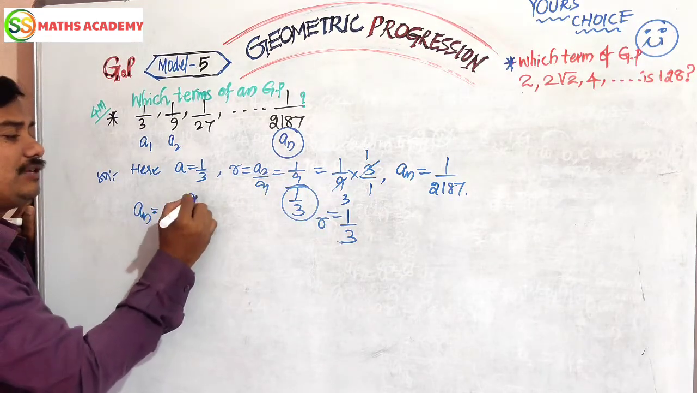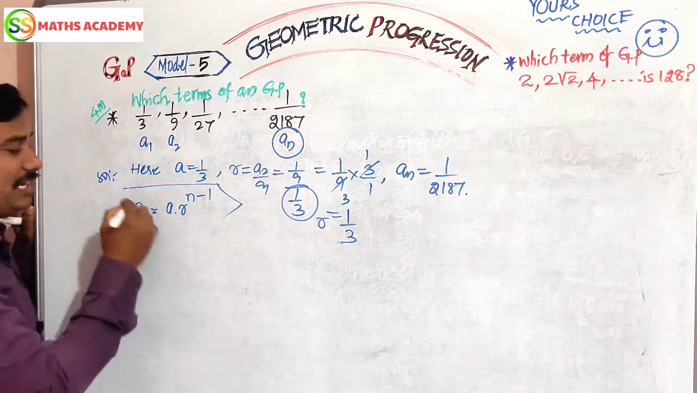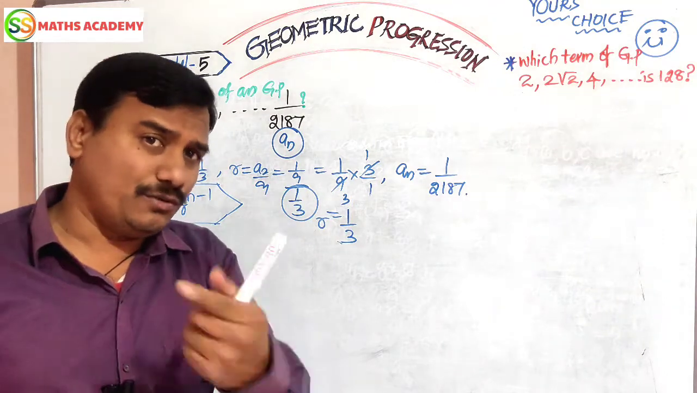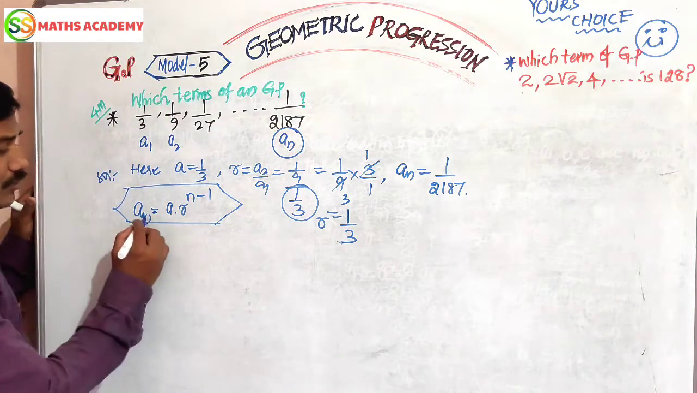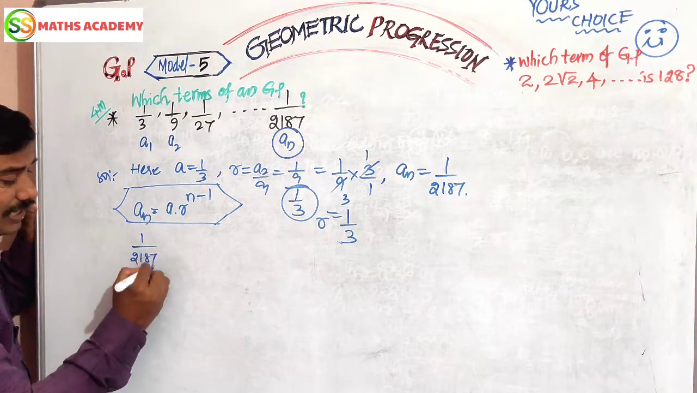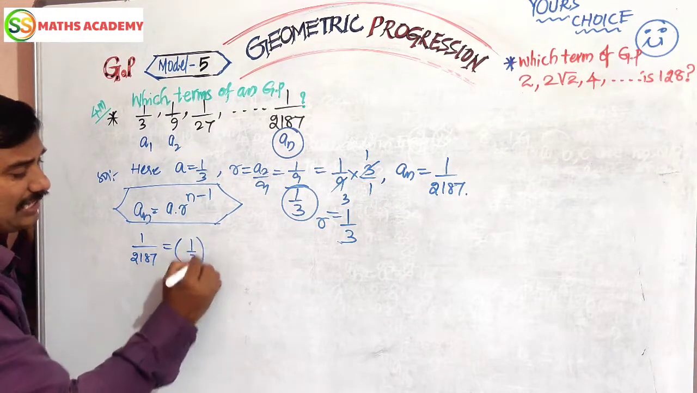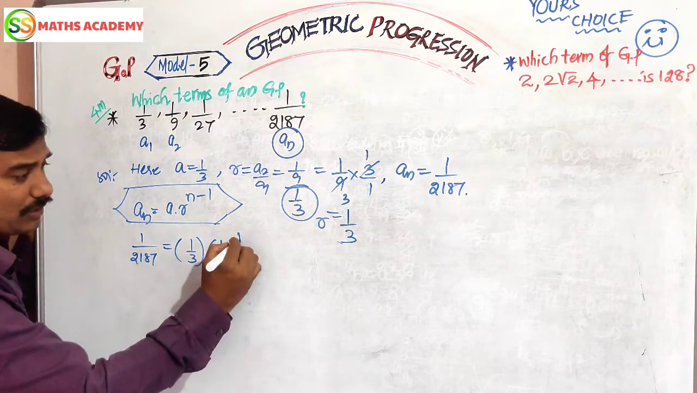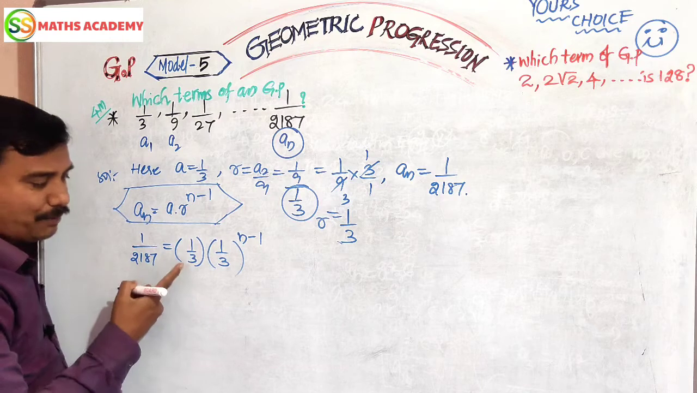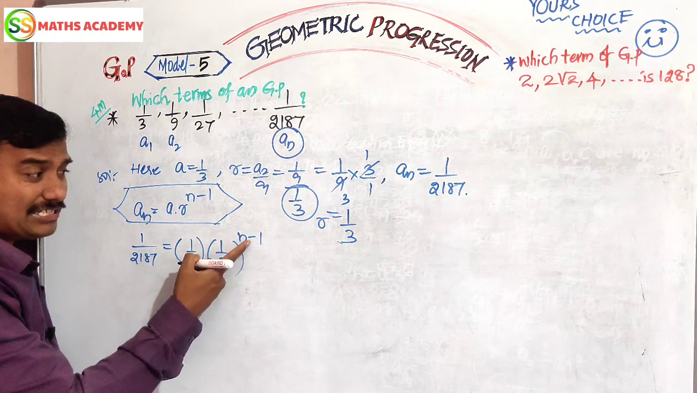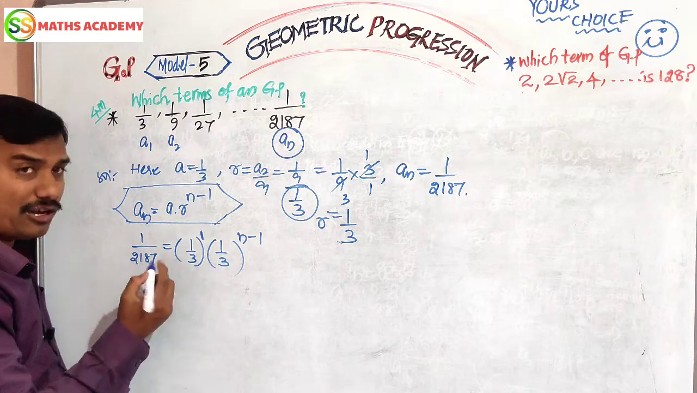Now, by using An, this is the clue, An is given, so I am going to apply the formula An equals a into r to the power of n minus 1. It is the nth term or general term of a GP. You know very well. Then you have to write the values. An value is 1 by 2187, a value is 1 by 3, r value is also 1 by 3. Yes, we have to get n minus 1. You should understand here the base is 1 by 3 and the power is n minus 1. If anything is not there, we can apply 1.